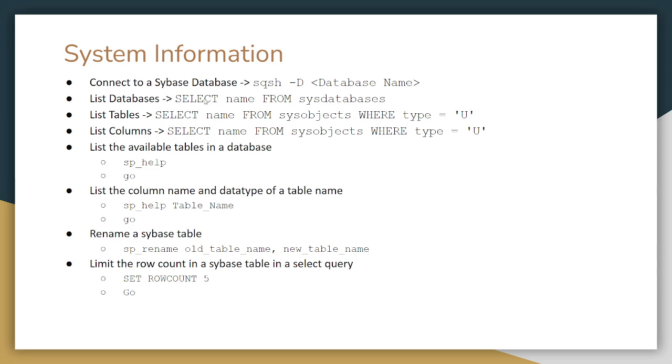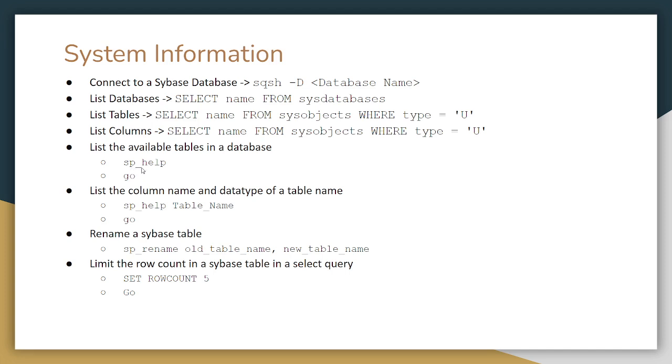This will give you the list of databases, list of the tables. As I mentioned, sysobjects will have the list of tables having type U, list of columns. So select name from sysobjects where type is U. This command will return tables and column names both, and the list of available tables in the database.